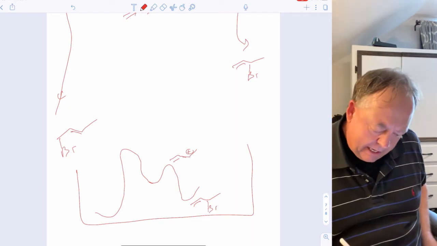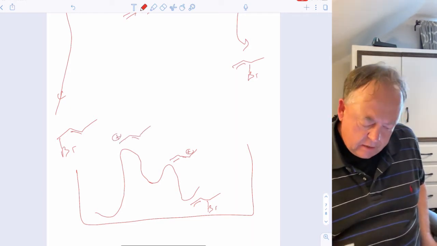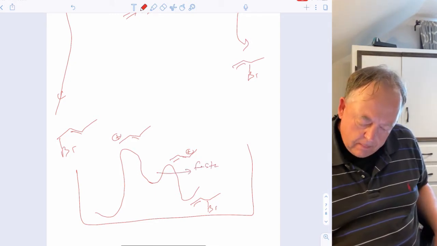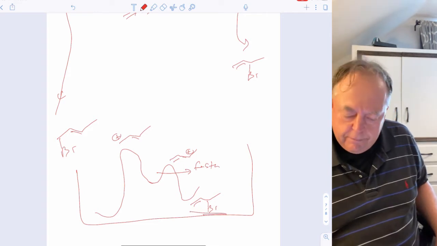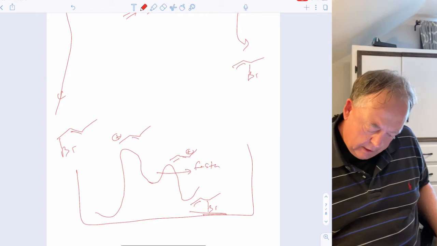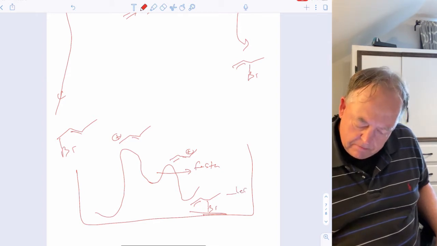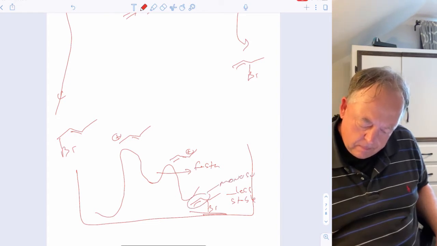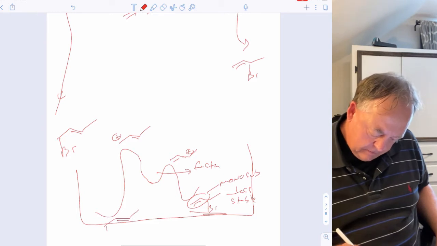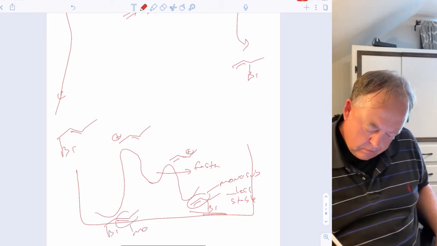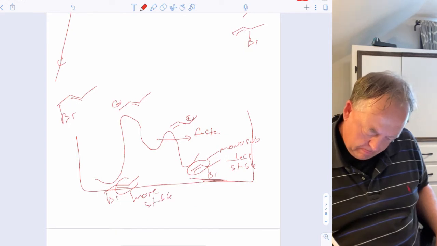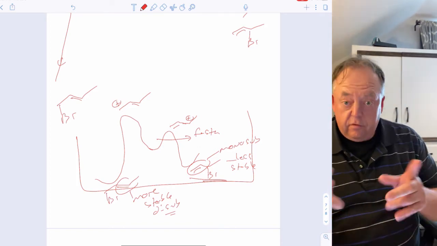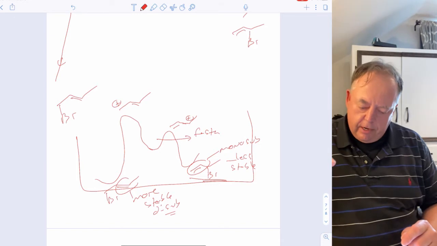Right, the secondary allylic carbocation is more stable than the primary allylic carbocation. So this pathway is faster, which means you can make more of this at low temperature, but all reactions are reversible. But this product is less stable because the alkene is monosubstituted, whereas this alkene is more stable because it's disubstituted.